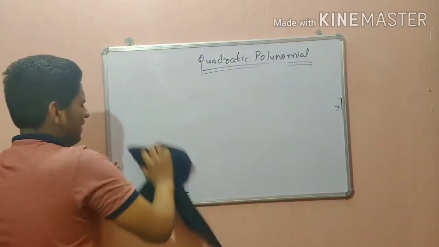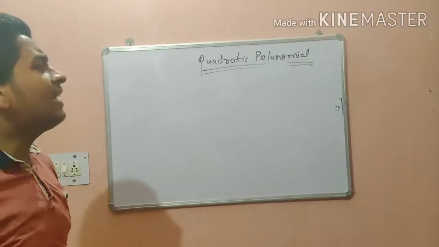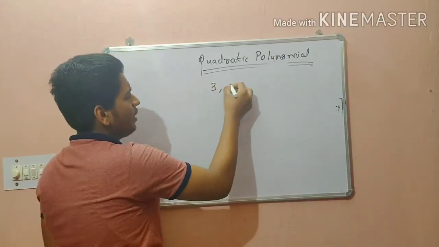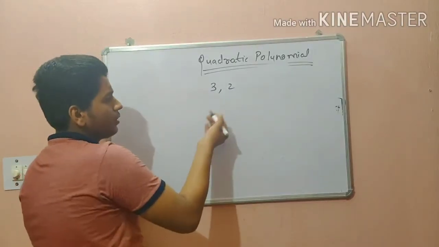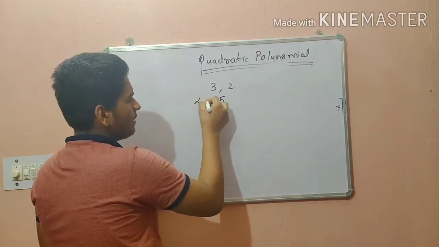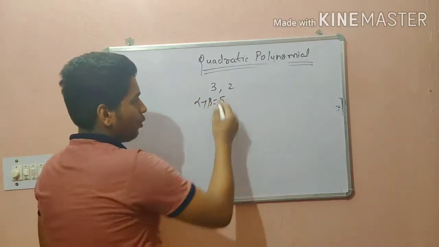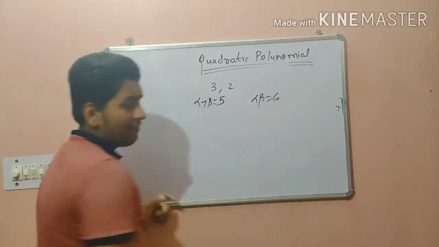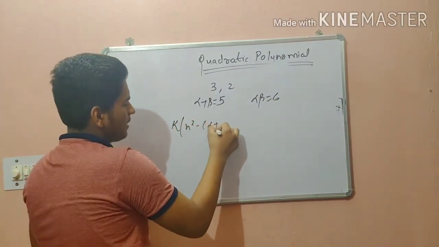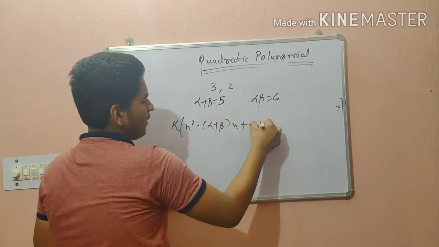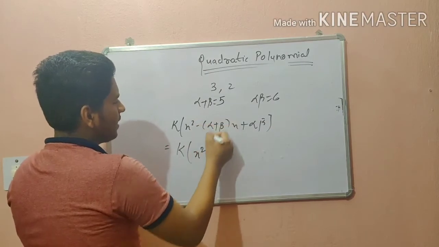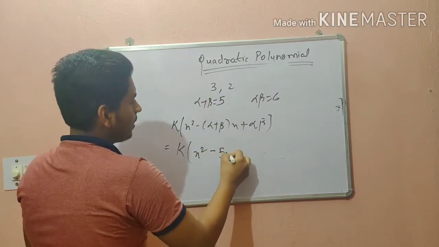So there are several types of questions. They can say that the zeros of a polynomial are 3 and 2, and we have to frame the equation. We take the sum of zeros, which is 3 plus 2, that is 5, so alpha plus beta equals 5, and the product is alpha beta equals 6. We put that back into the formula, k x square minus (alpha plus beta) x plus alpha beta, which can be written as k x square minus 5x plus 6.